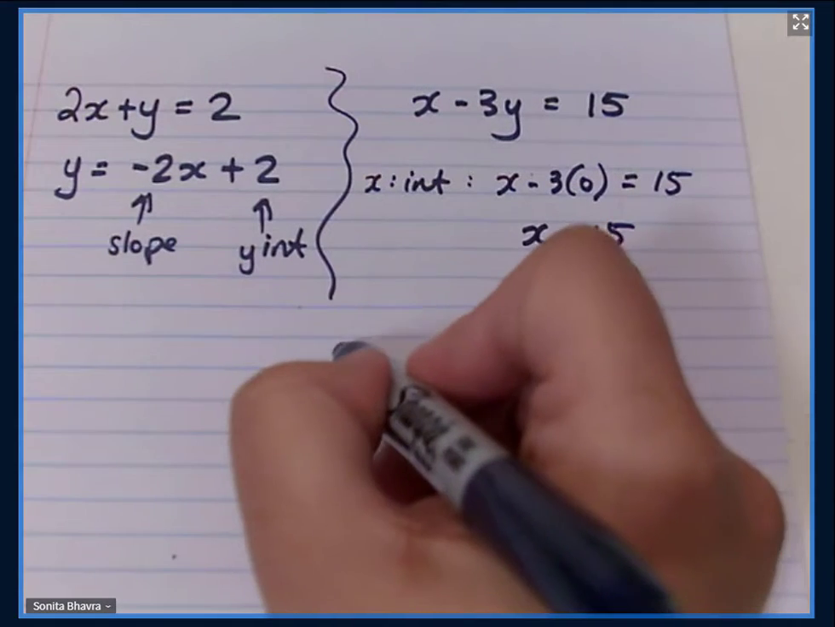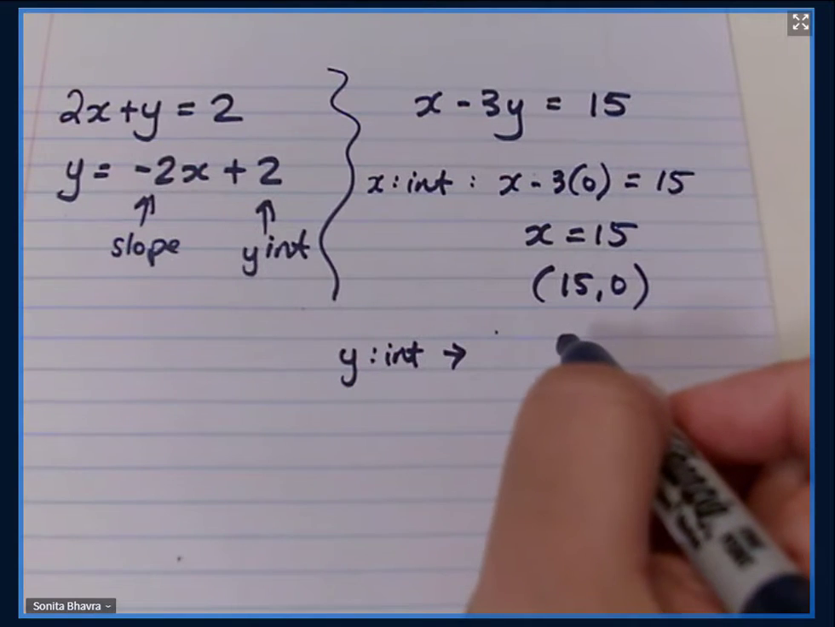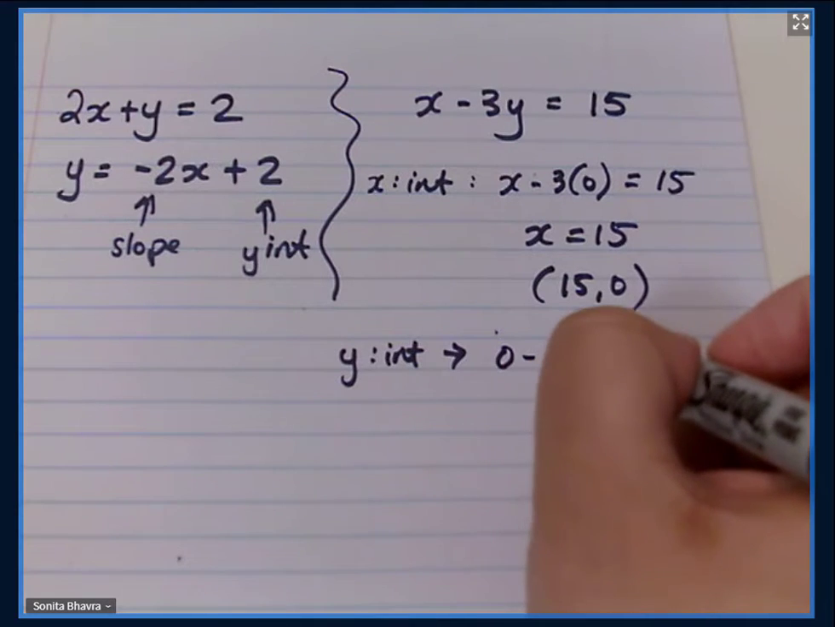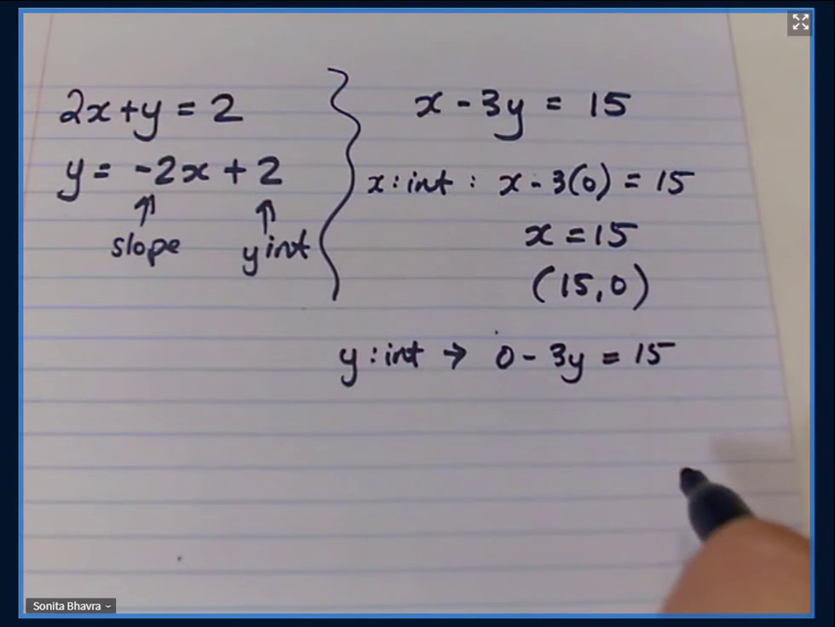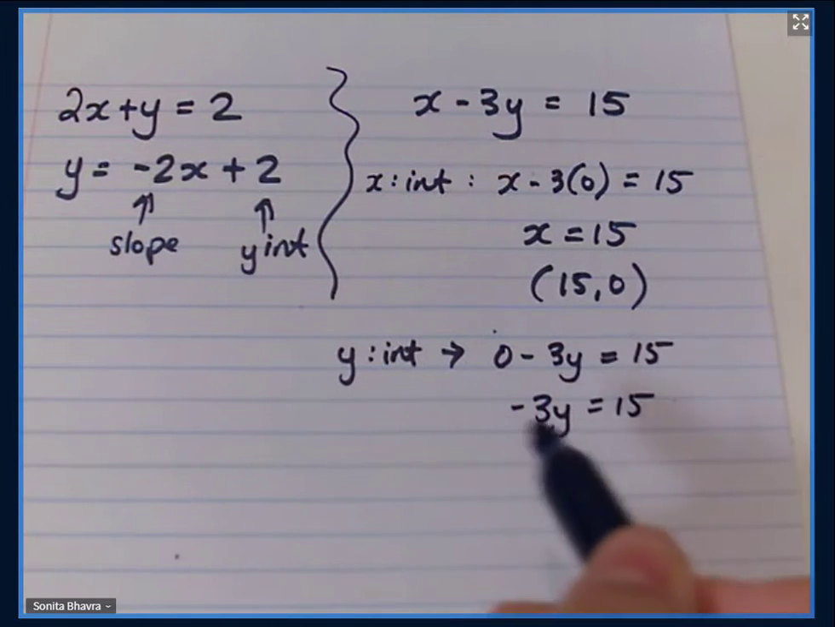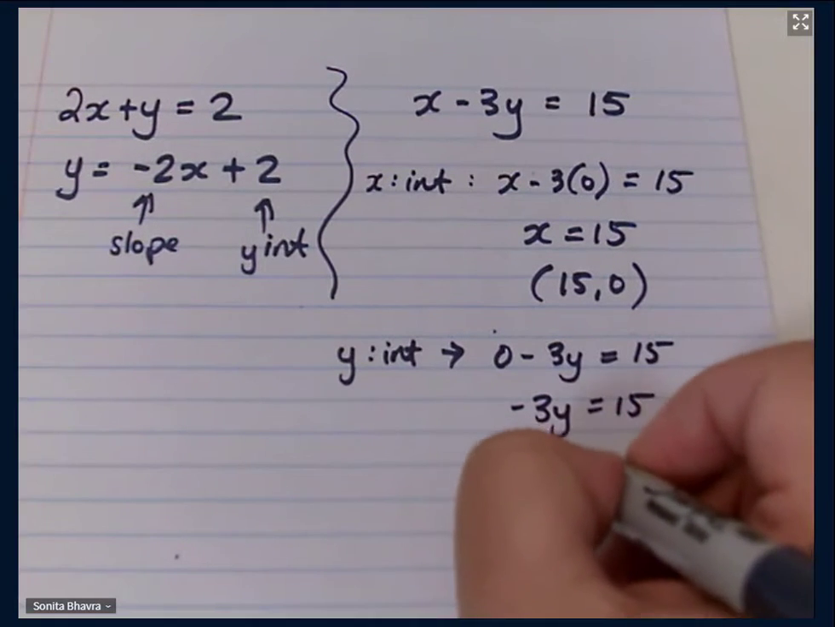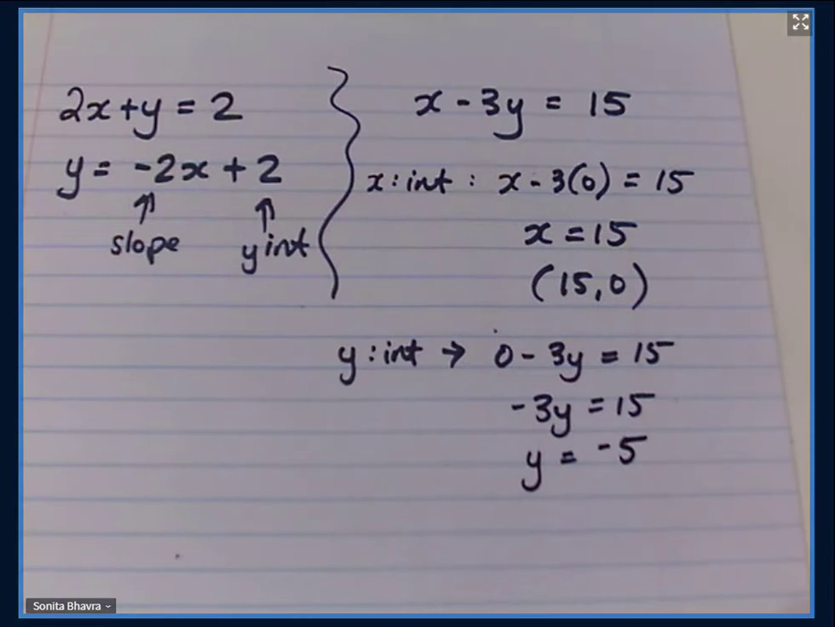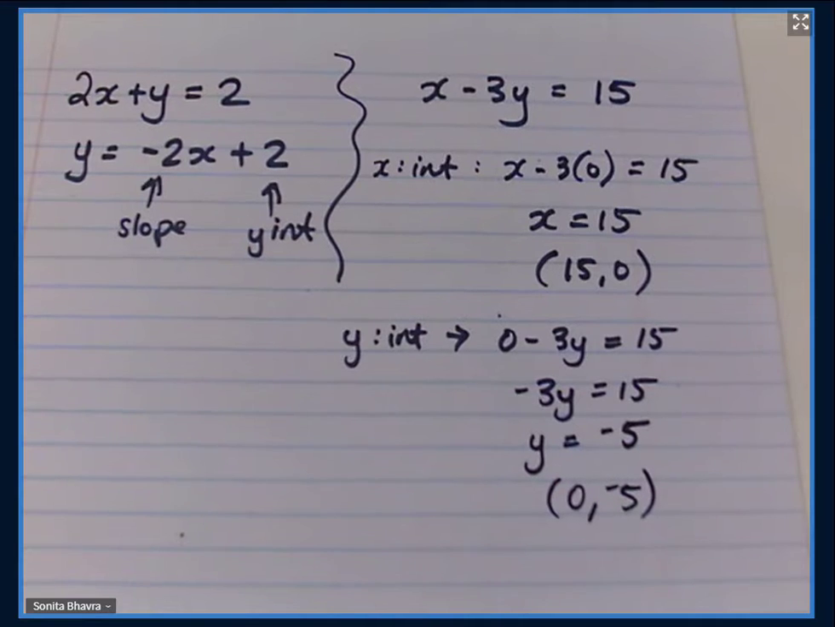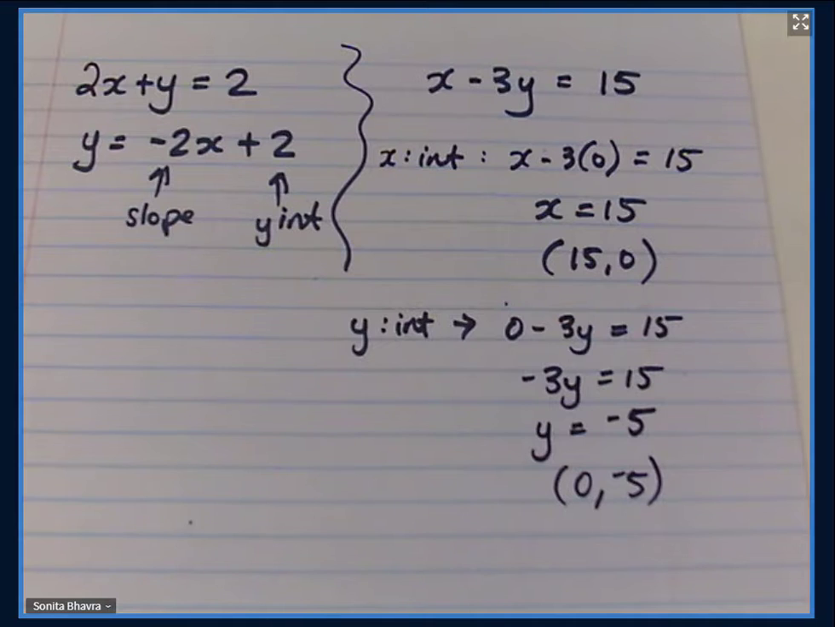And then if we were looking for our y-intercept, you would make your x equal to 0. So that would become 0 minus 3y equals 15. Negative 3y equals 15. Divide both sides by -3, and we get y is equal to -5. So then your second point on the line you could use would be 0, -5. All right, so that's one way. You can plot your x and y intercepts and draw the line out.